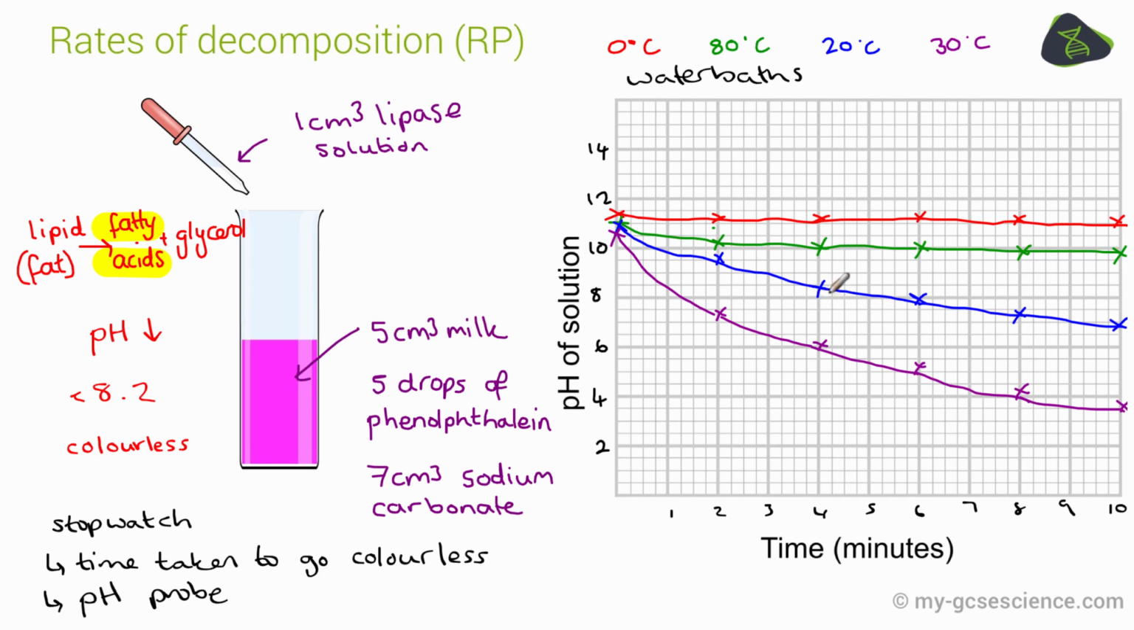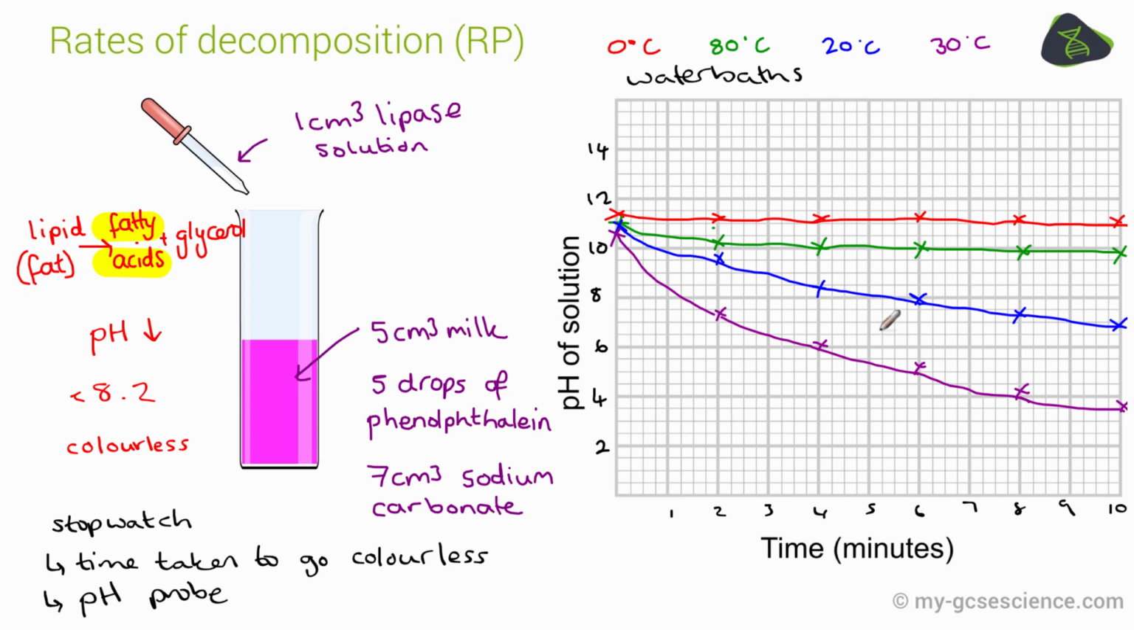Then we have this blue line, which is for 20 degrees C. Decay does happen, and the pH does at some point drop to below pH 8.2, and as a result the pink solution would have gone colourless. And this is because the enzymes have got more energy to collide with and meet their substrate and break it down into different products, one of which changes the pH of the solution.